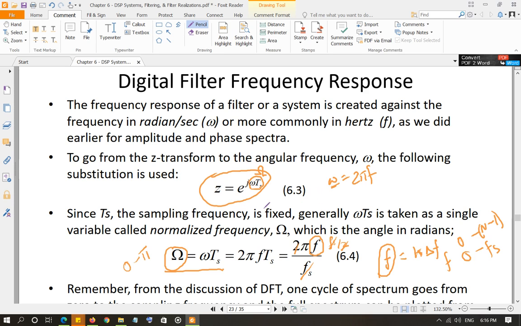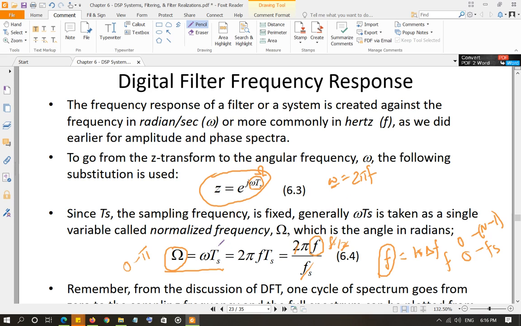But anyways, if you want to go from the z domain to the frequency domain, which is omega in radians per second, or frequency in hertz, cycles per second, and of course omega is 2 pi f, then all you have to do is z equals e to the power j omega Ts. So you substitute in your transfer function, wherever you have z, e to the power j omega Ts. Ts is the sampling time and omega is 2 pi f.